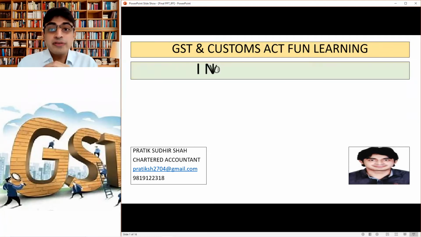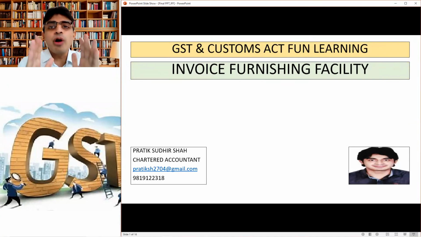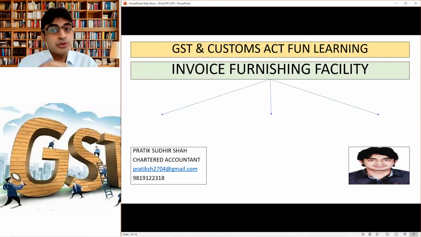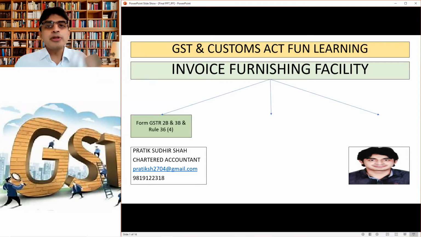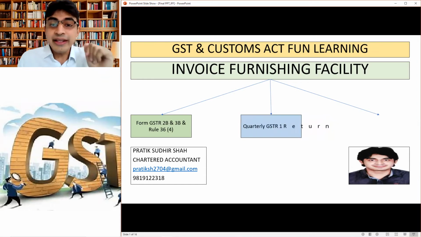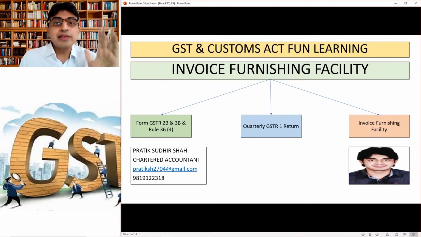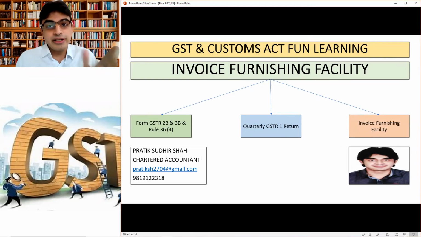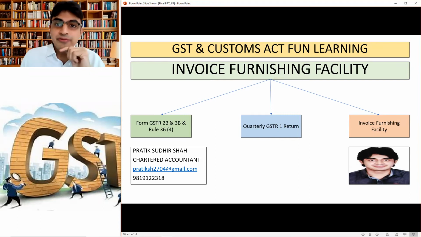Today, I would like to discuss one important update. The update is Invoice Furnishing Facility. This is useful for the quarterly GSTR1 filer. Now, they have divided this into three parts. First part, let me explain what is GSTR2B, 3B, and Rule 36 sub Rule 4, which I've already explained earlier. The second part will be the quarterly GSTR1 return filer, what problem they are facing, and what solution this invoice furnishing facility shall give to the GSTR1 filer.